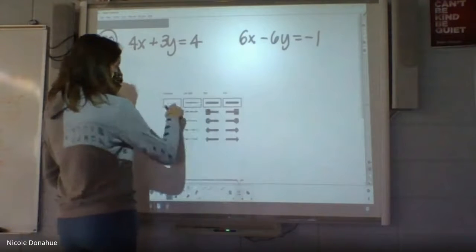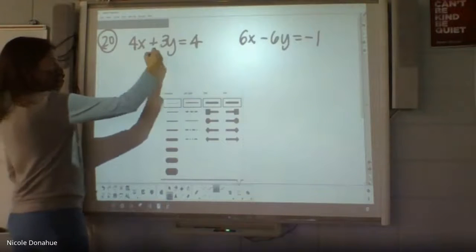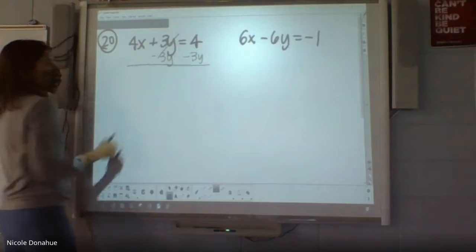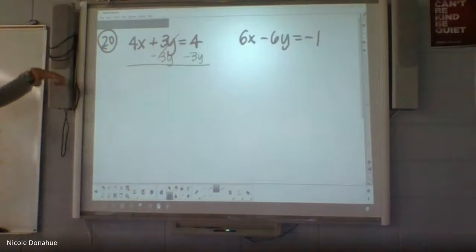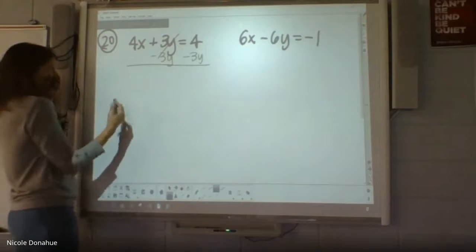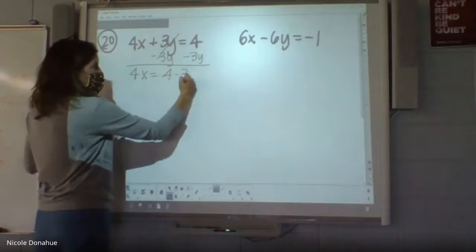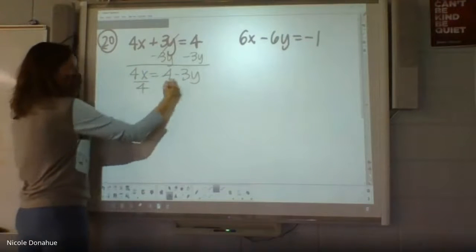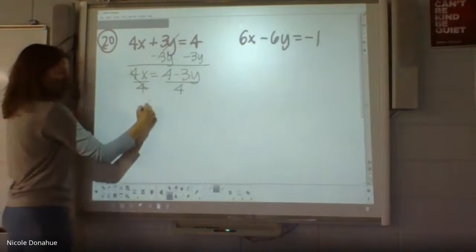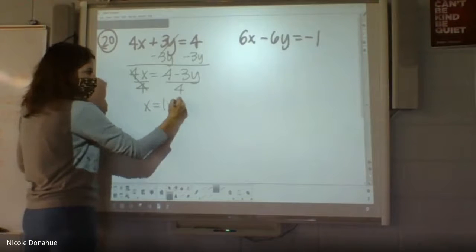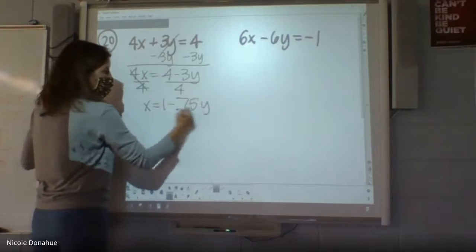So I'm gonna move this 3y over. And the reason why I want to divide by 4 is because 4 is divisible by 4, and I know 3 divided by 4 is 0.75. So I'm kind of doing a little bit of thinking ahead here. So dividing by 4, I get 1 minus, and then you can make that 3/4, 0.75y.